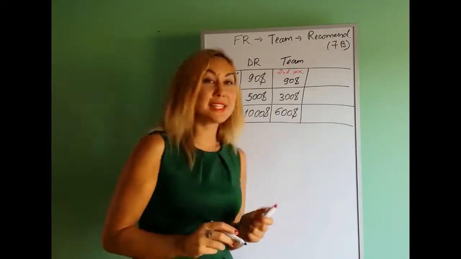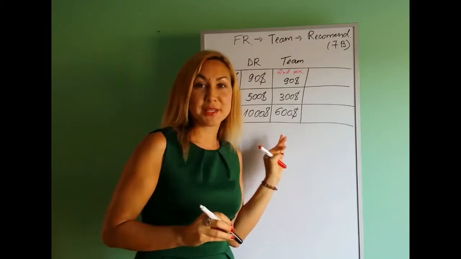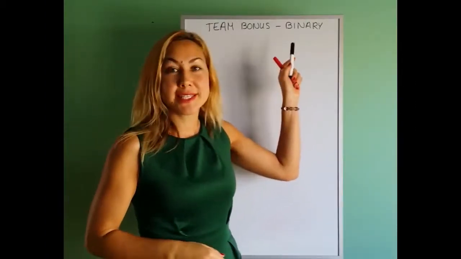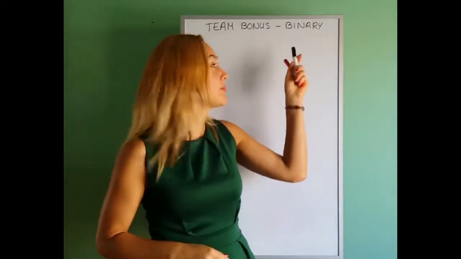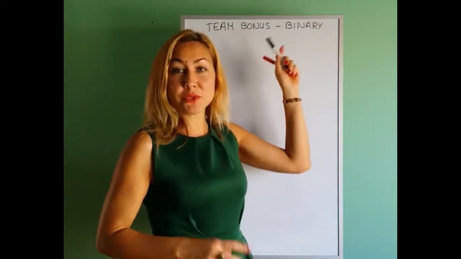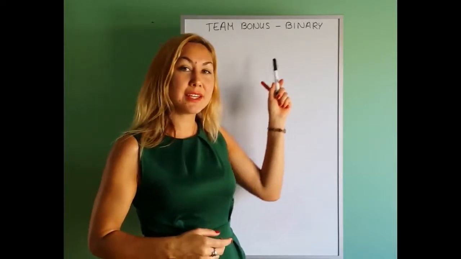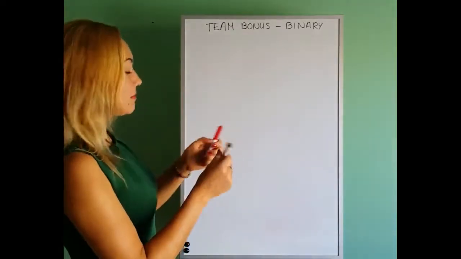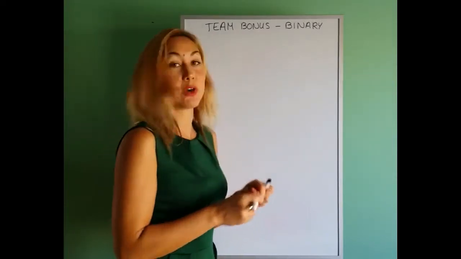Okay, and now let's take a closer look at how this team bonus actually works. Here we're using a binary system that was considered one of the most effective marketing systems according to Forbes. Binary comes from the word bi, which means two. So here you will have 2 teams, the left team and the right team. Before we start, it's really important to memorize two formulas.